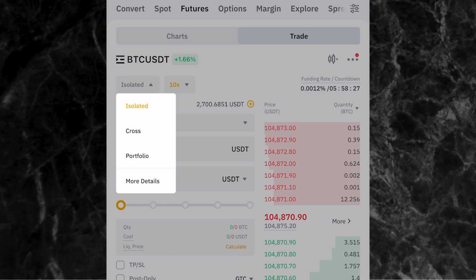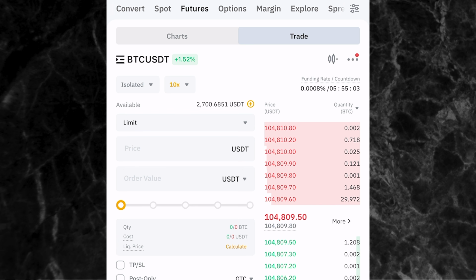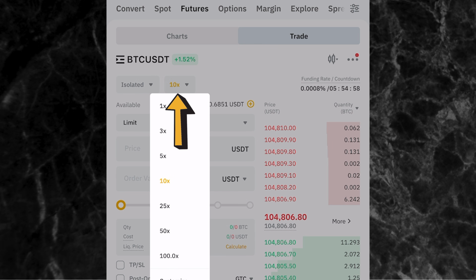Now, personally, I always use isolated margin mode for my own trade. So for this video, I'll be picking isolated. So I'll click on isolated right there. Now, the next thing you want to do is to select your leverage. To select your leverage, come here to where you have this 10x, you click on it, and this is where you can select your leverage.